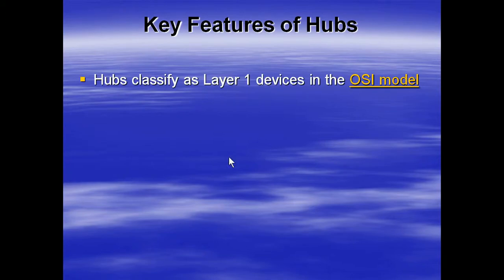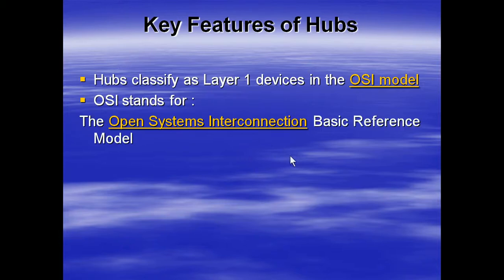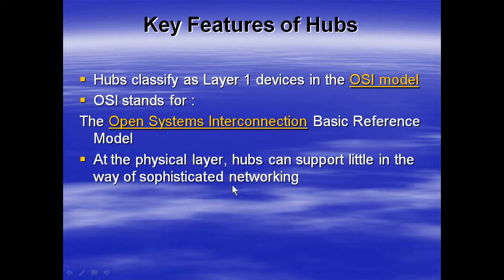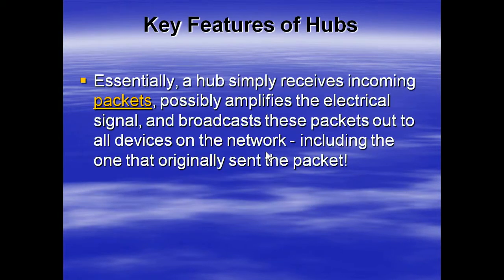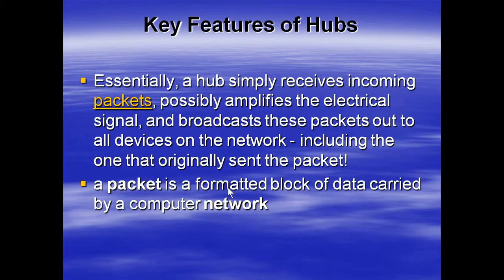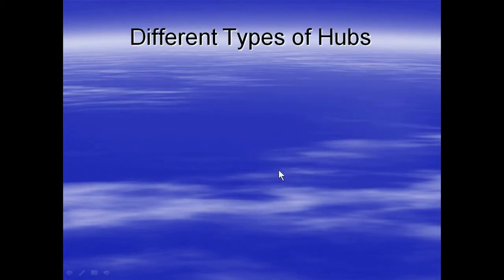And what are the key features of hubs? A hub is classified in layer 1 of the OSI model, the Open Systems Interconnection basic reference model. And at the physical level, if some sophisticated networking is there, it's not going to work. And hubs do not read any data which is coming in, and are not aware of the source or the destination. So it actually receives the data, may electrically amplify it, and broadcast it. So a packet comes, this packet is being sent. It is a formatted block of data carried by a computer network.